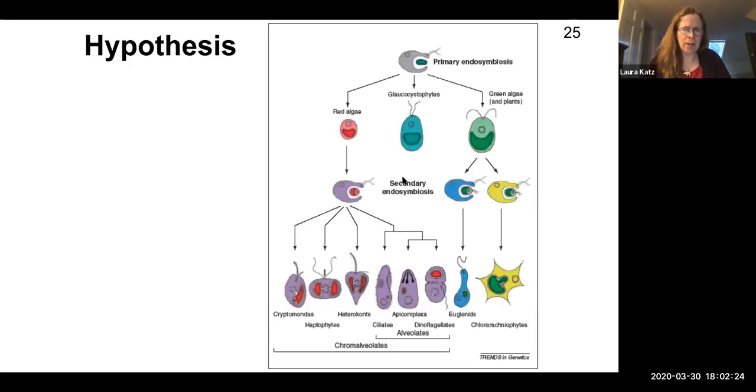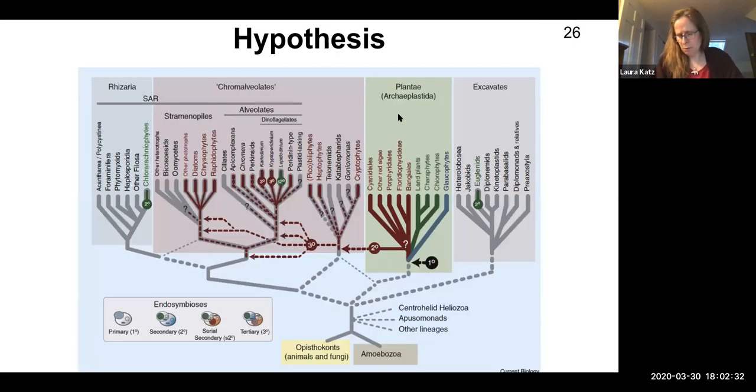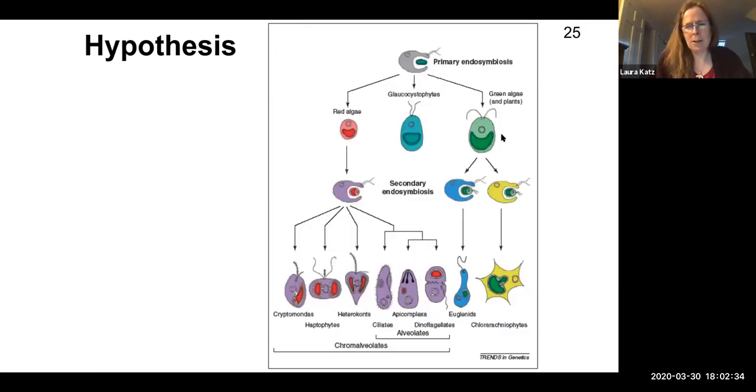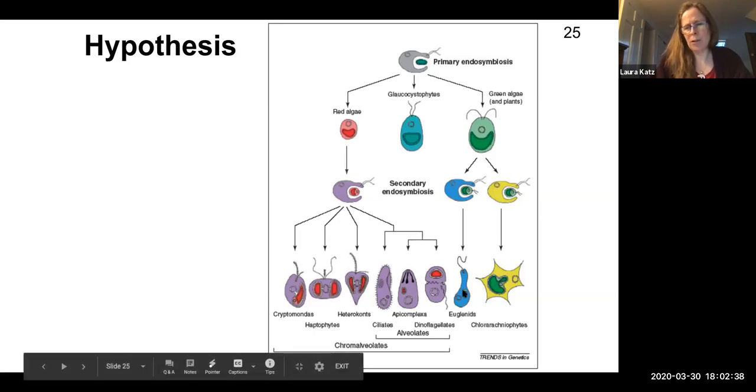So the one hypothesis was the chromalveolate. You had a primary endosymbiosis giving rise to reds, greens, and glaucos. And these greens, this part is pretty clear. Greens are only found in euglenids and the chlorarachniophytes, green spider algae. These are rhizaria, these are excavata.